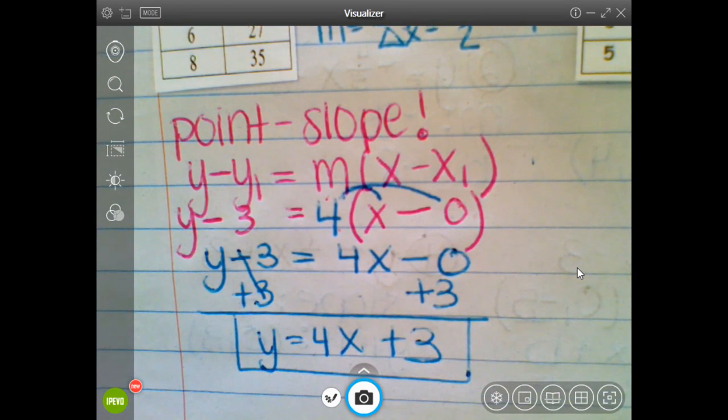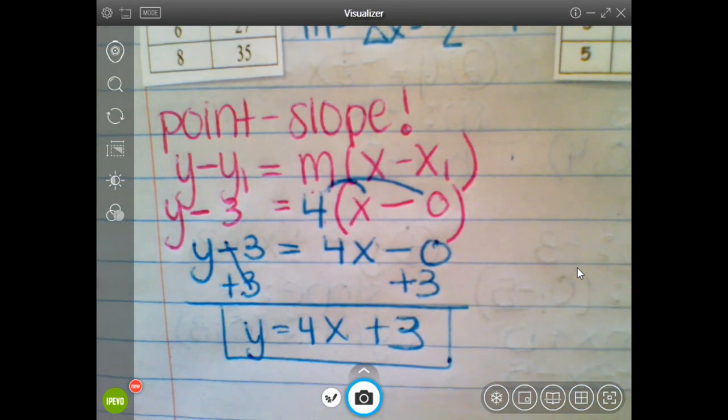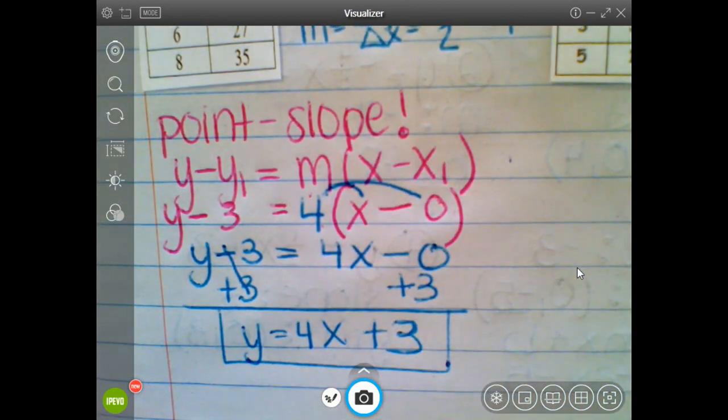So you should kind of be remembering this. Again, the reason why we had to use point slope is because they didn't tell us the y-intercept like before, and there wasn't a graph. Okay, one more table.